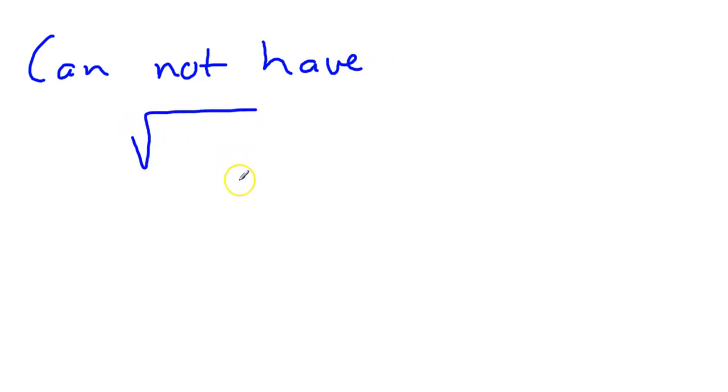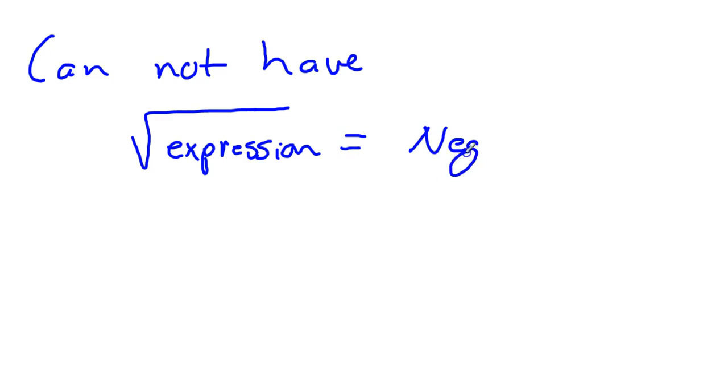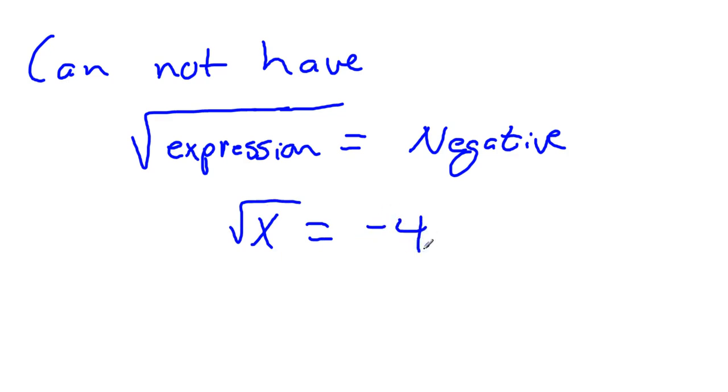Okay. And the only real thing you have to watch out for is whatever you have here, whatever the expression is, you cannot have a square root of an expression equal to a negative. If you get the square root by itself, and whatever the expression is that you're looking at equals a negative number, it doesn't matter what you have in there. If it's square root of x equals negative 4, doesn't matter what it is. If it's square root of anything by itself equal to a negative number, there's going to be no solution.